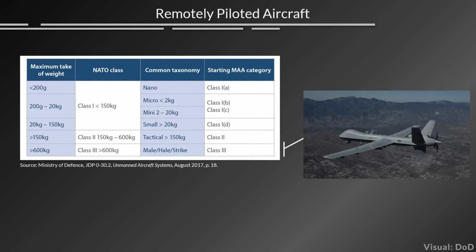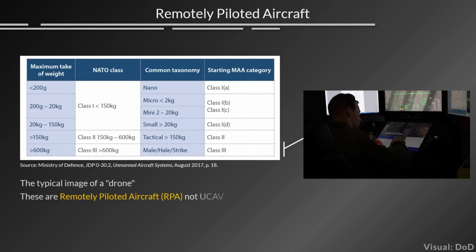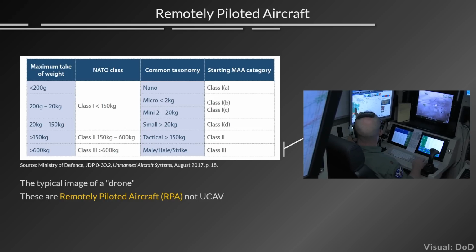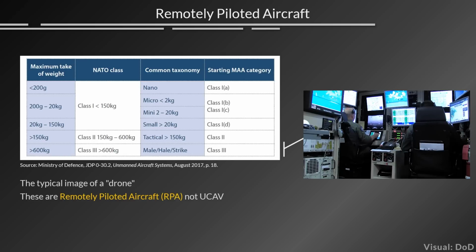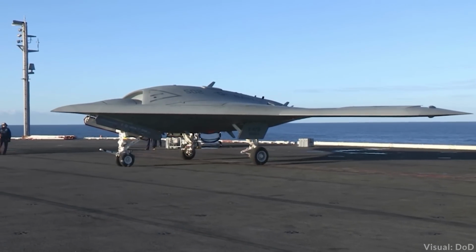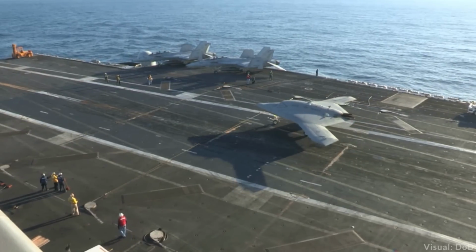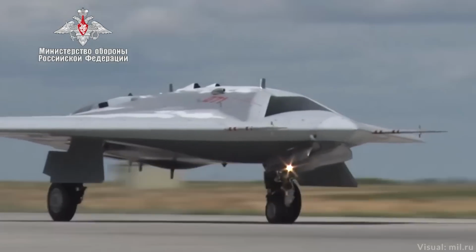So you have your MALE, your HALE and your sort of strike systems, right? But definition-wise, these are RPAs, not UCAVs. UCAVs are larger autonomous systems being tested right now, which are meant to provide unmanned, LO, and VLO capability in peer-to-peer confrontation. I already mentioned X-47, but of course the US is not the only one working on this right now.